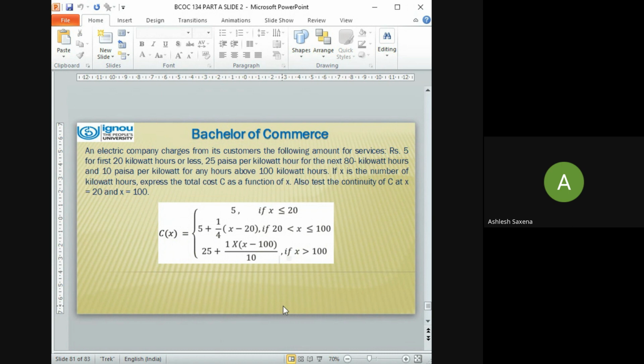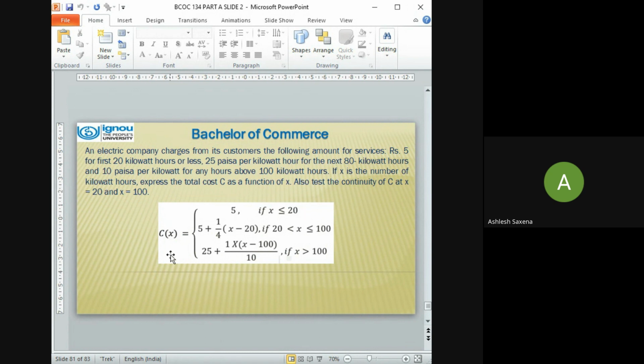So it should be very much in your mind that if we are talking about 20 units and less, it will be rupees 5. If it is more than 20 but less than 100, it will be 5 plus the number of units more than 20. And in the third case, it will be 5 plus 20 plus 1 by 10 of any unit which is more than 100. It will be written in this form.